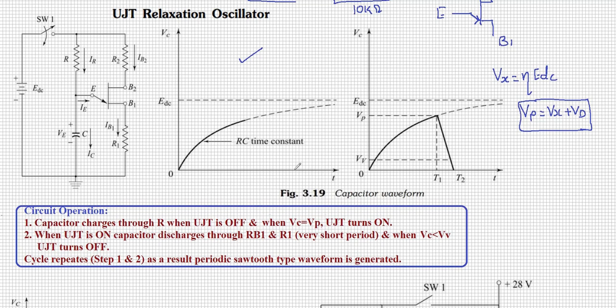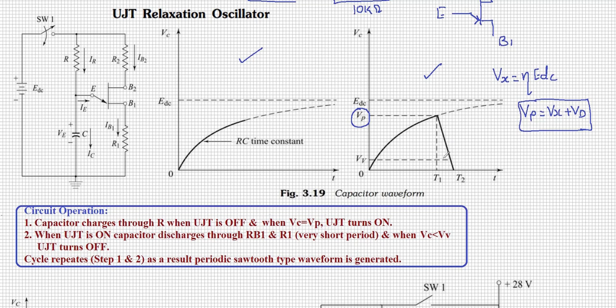So now your capacitor is charging through the R when UJT is off, and when it reaches the peak voltage VP, all the charge stored here is applied to the emitter terminal, so then UJT will turn on. Once the UJT turns on, it will stop charging. Then what happens when UJT is on, the capacitor discharges, which is shown in this waveform, VC versus T. It charges up to VP, you may observe here, and then it starts discharging.